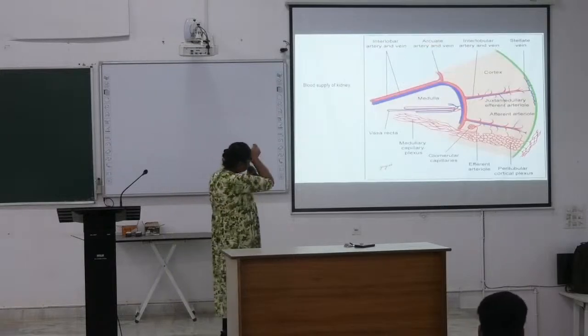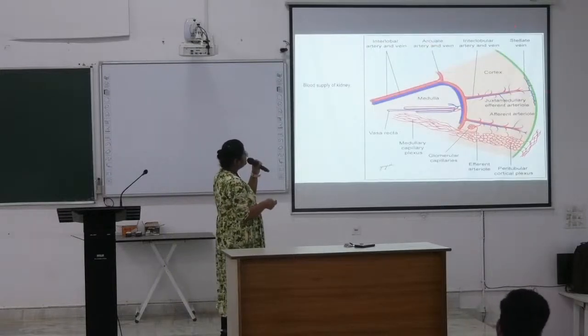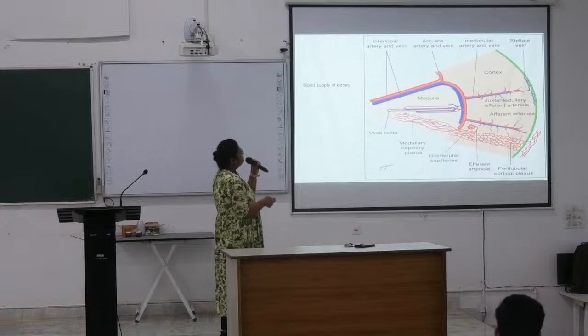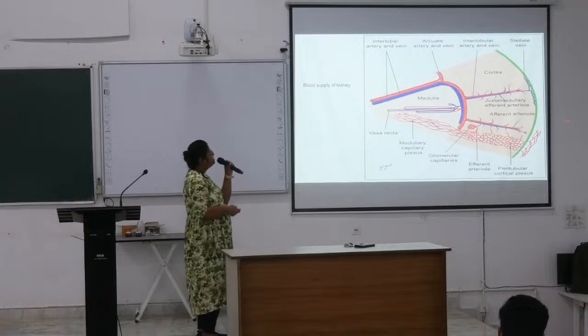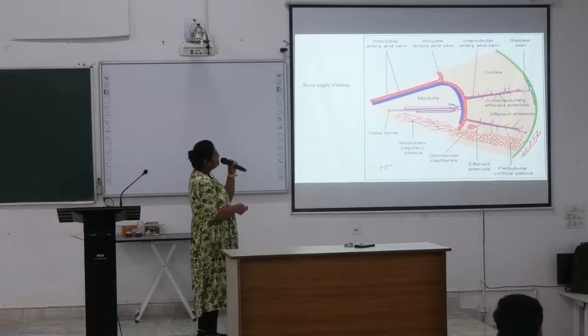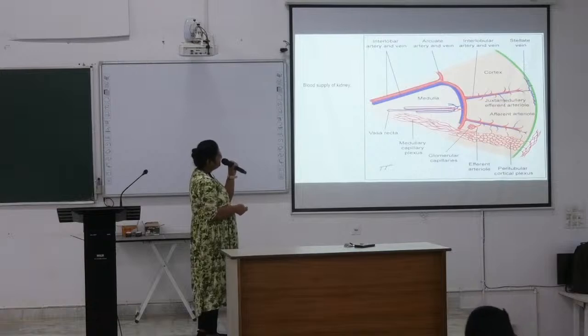Next. See here, near this is the cortex. Capsule. This green one is the capsule of the kidney. Just beneath the capsule, these are stellate veins. Okay, stellate veins are present. Stellate veins are draining into the interlobular vein, ultimately into the interlobar vein.